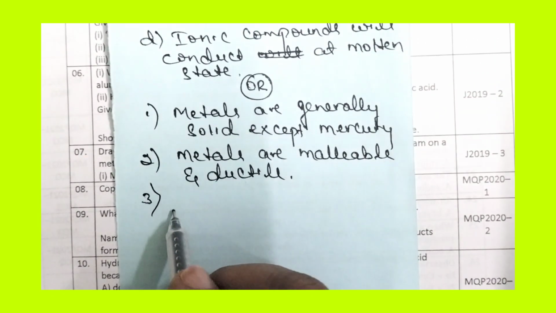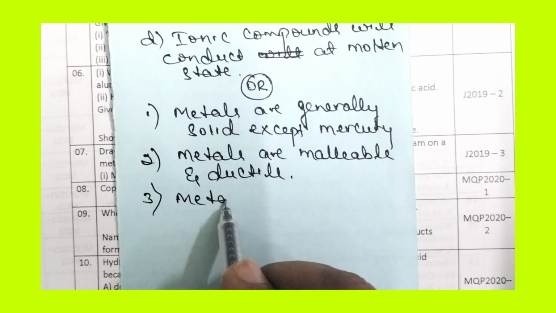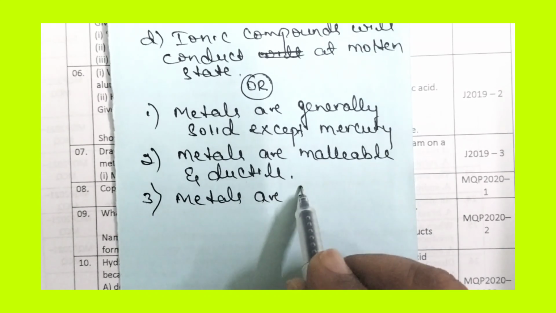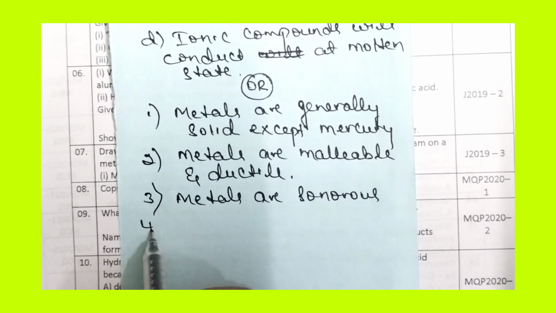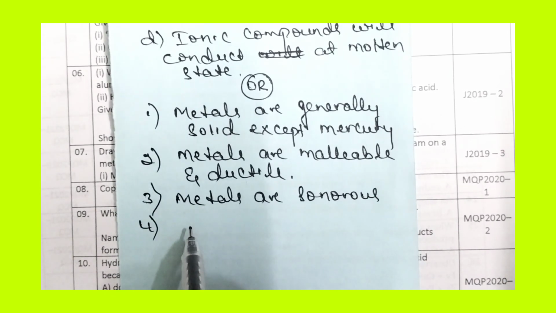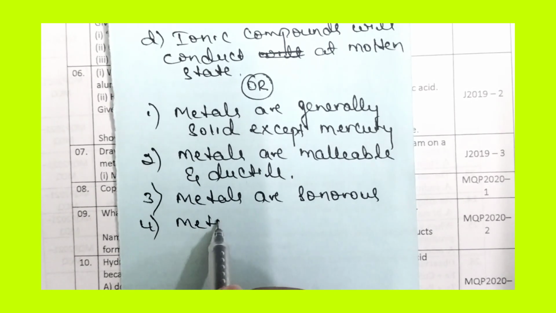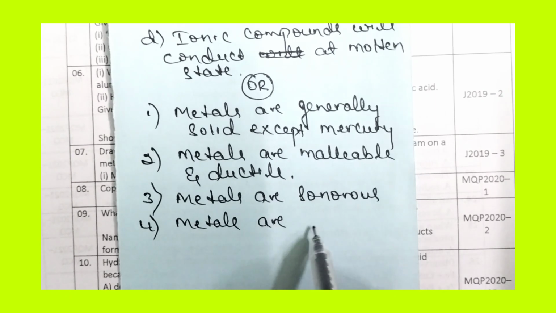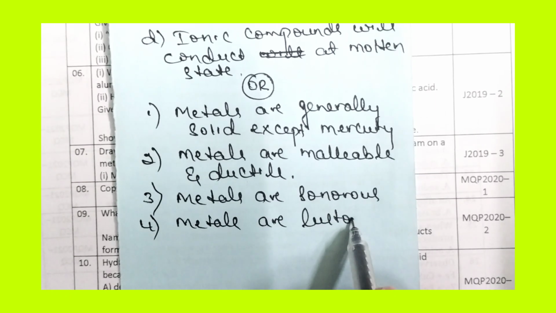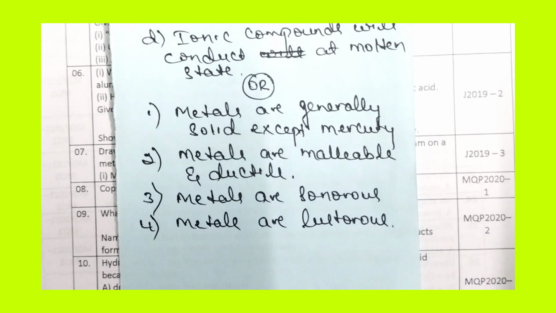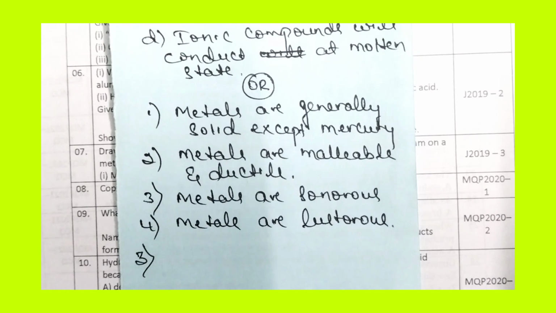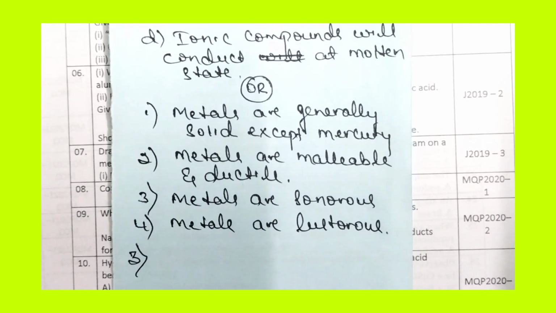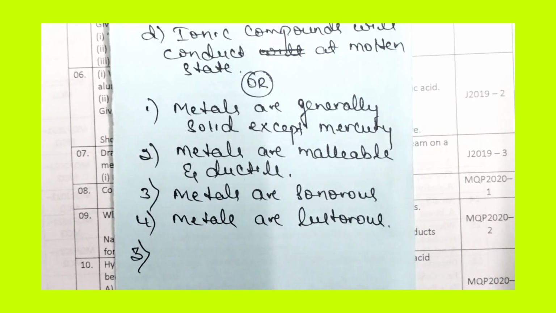Then the third property is metals are sonorous. That means they have the ability to make a sound. Therefore, school bells are made of metals. The fourth property is metals are lustrous, that is they have a shining property, therefore gold is used in making ornaments. So these are the four physical properties of metals. Now let us move to the third question.